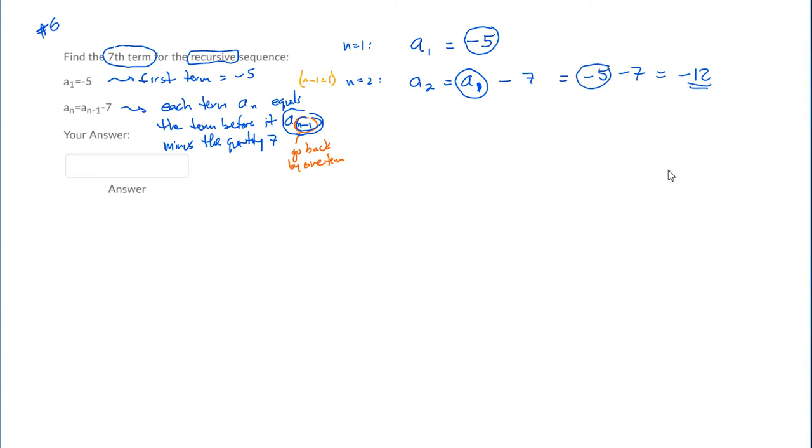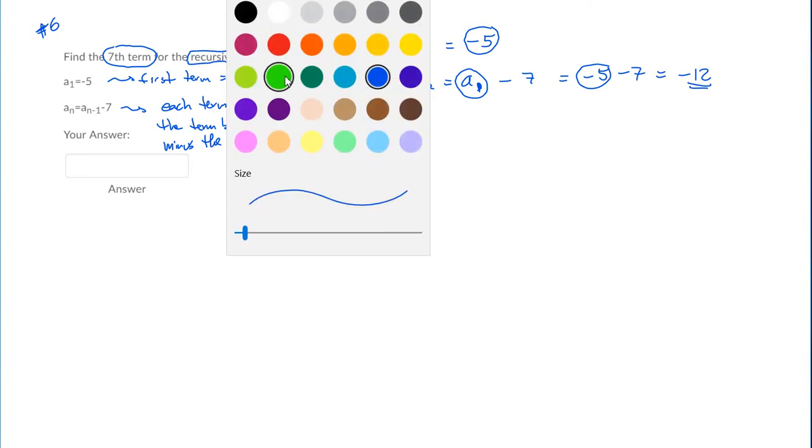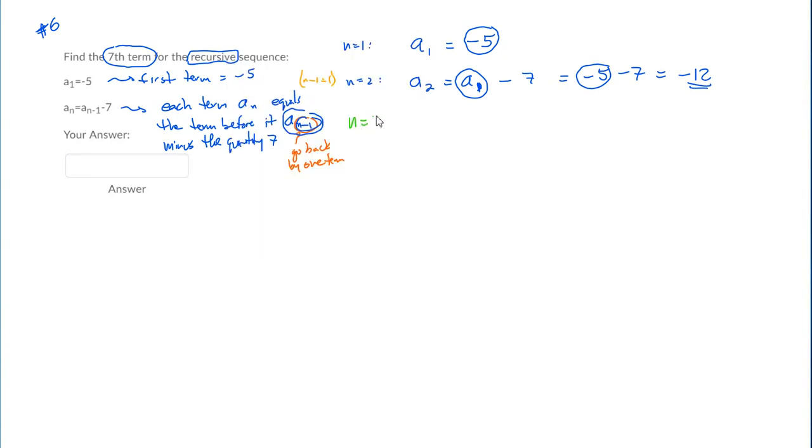Now how would I do n equals 3? Let's maybe change colors here a little bit. For n equals 3, that means my third term is going to be what? The term right before the third term. What's the term right before the third term? The second term. What is the value of the second term? Negative 12, minus the number 7. Why am I minusing the number 7? Because they're telling me to right here. What's my A2 value? Negative 12. And then I'm going to minus the number 7. Negative 12 minus 7 is negative 19.